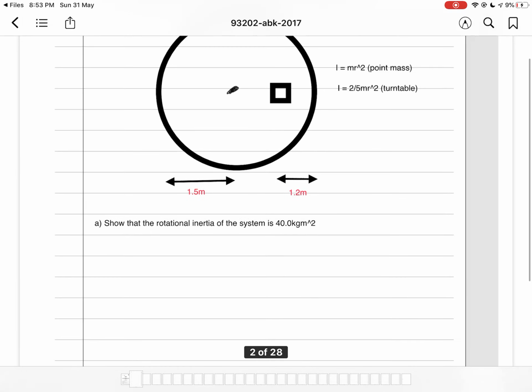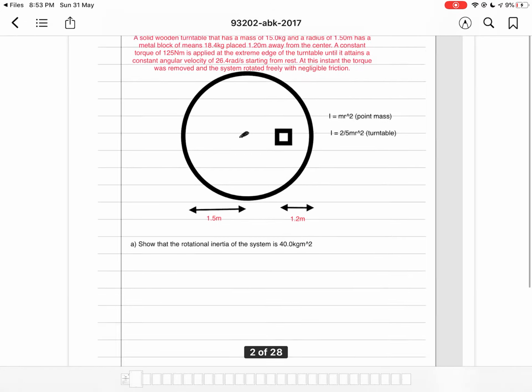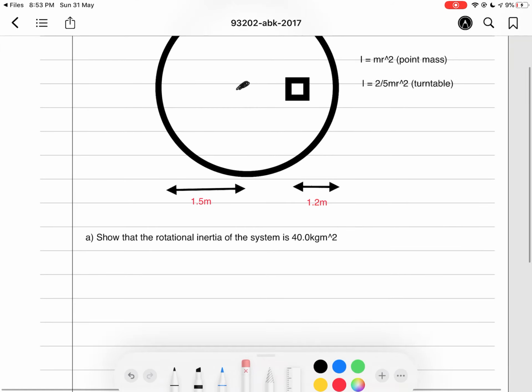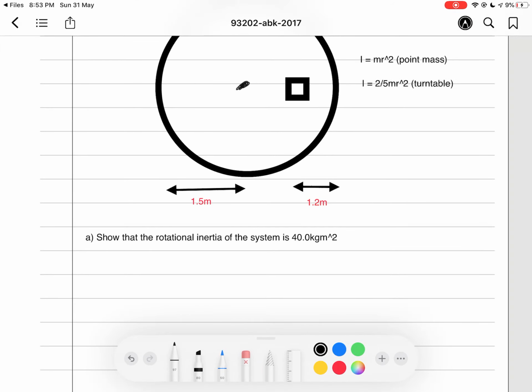For this question, the rotational inertia of the system will be the total of the rotational inertia of its individual components. So we're going to be adding the rotational inertia of the turntable to the rotational inertia of the point mass with respect to the center of rotation, which is the center of the turntable. So our total inertia is equal to the inertia of our point mass plus the inertia of our turntable.